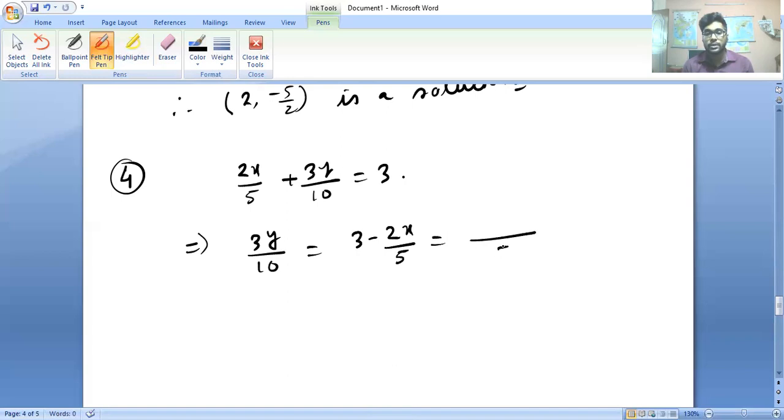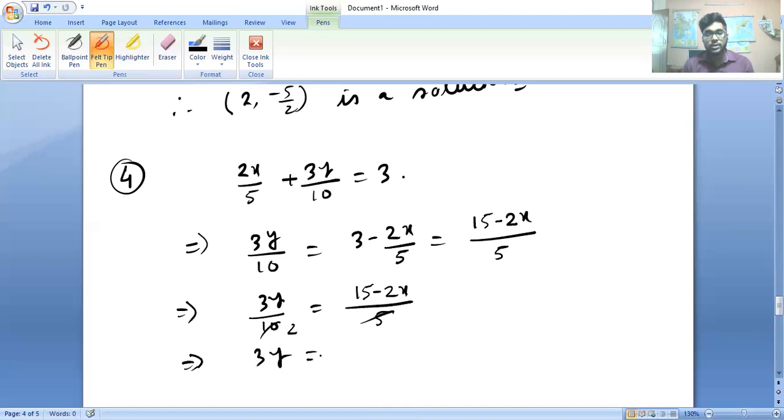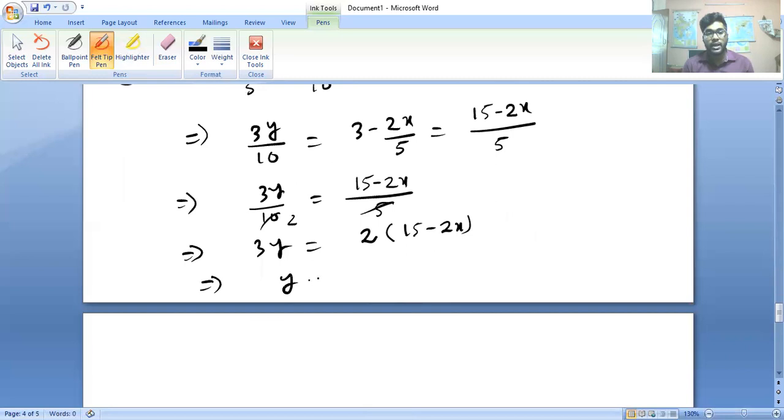So simplify, take LCM 5. So we have 15 minus 2x. Therefore, we have 3y by 10 is equal to 15 minus 2x by 5. Now, as I said, 5 2s are 10, cut down. So we have 3y is equal to 2 into 15 minus 2x. Therefore, y comes as 2 into 15 minus 2x divided by 3. So what we have done is, we have represented y in terms of x.